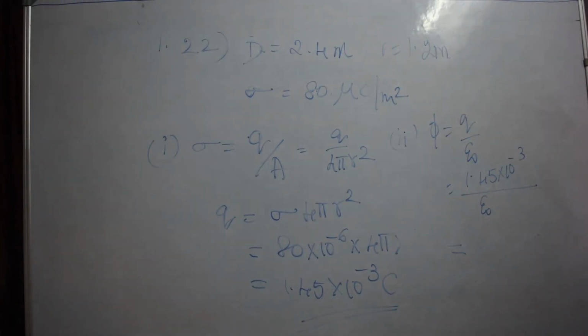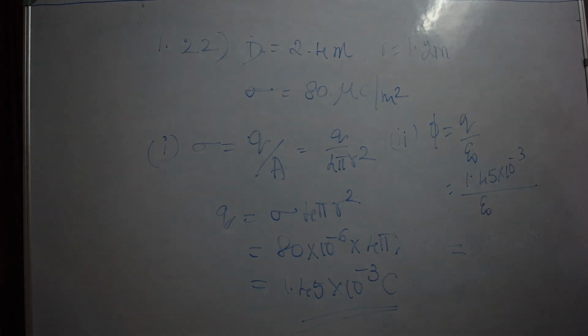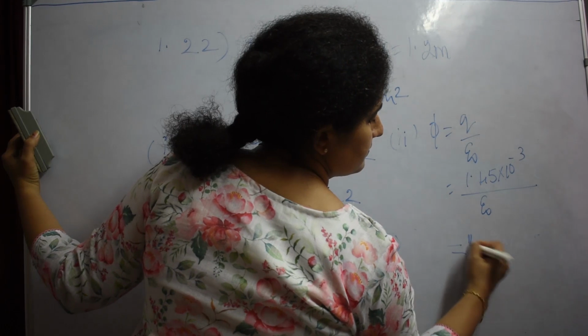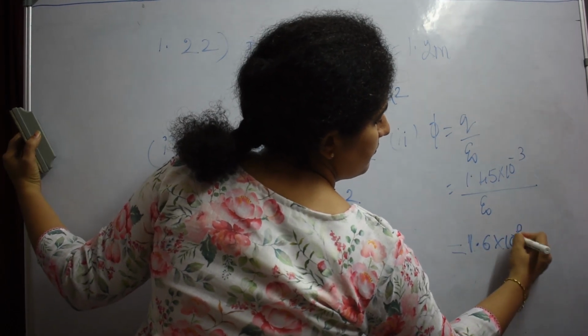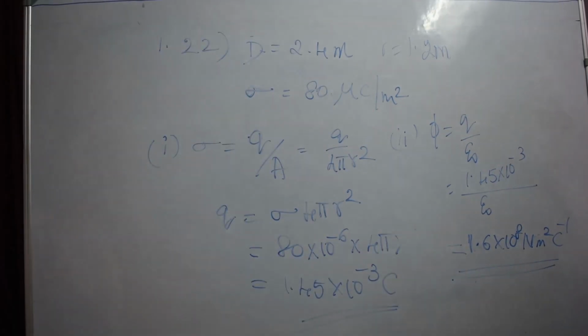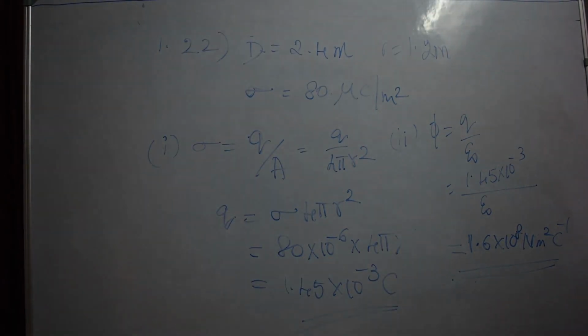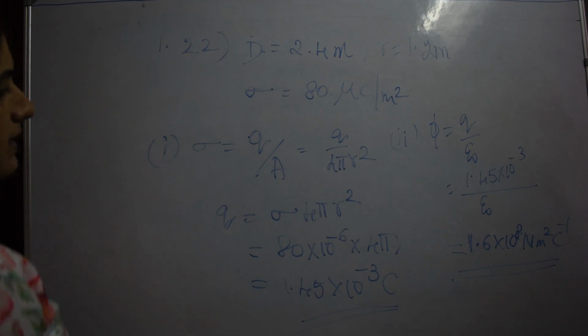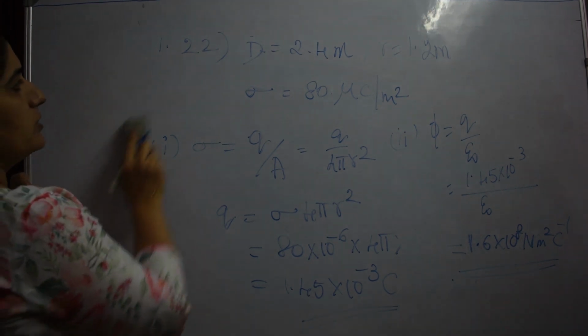So substitute the values and get the answer. So it is 1.6 into 10 raised to 8 Newton meter square per coulomb. Next one, 1.23.